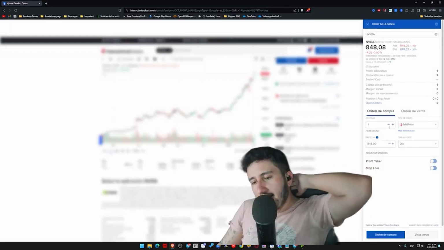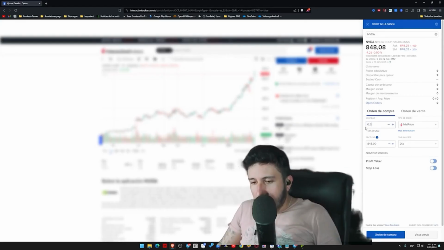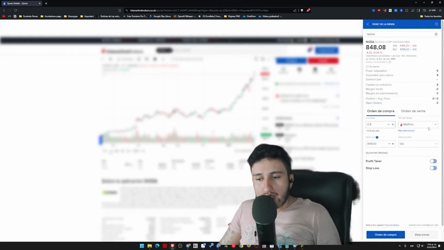The downside of this is that we don't have the option, for example, to invest a specific dollar amount. Here, as you can see, what we have to do is enter it in portions of a share. So, for example, 0.8 of a share, which would be $678, and we simply send that to the market. So, do keep that in mind.